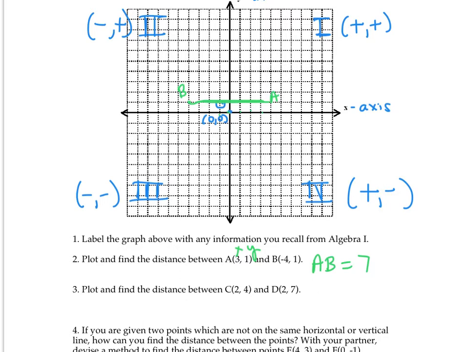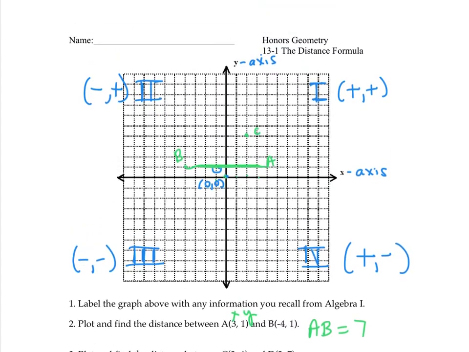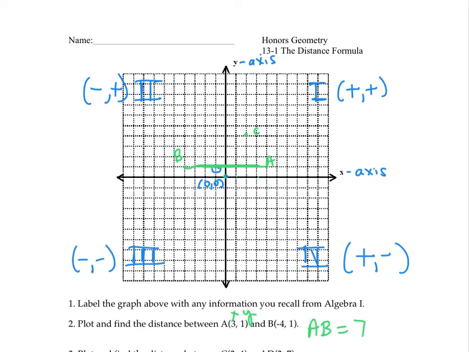Okay, for our next example, it says plot and find the distance between C at 2, 4. So plot the point 2, 4. So back to 0, 0, right 2, up 1, 2, 3, 4 for point C. And let me scoot this down a little bit. And then for point D, we want the point 2, 7. So we're going to go to the right 2, and then up to 7. 1, 2, 3, 4, 5, 6, 7.